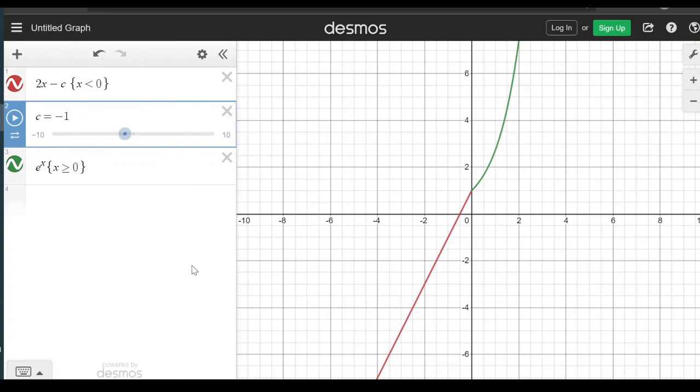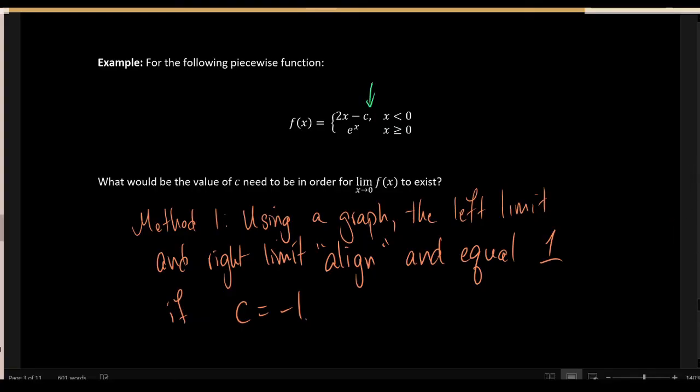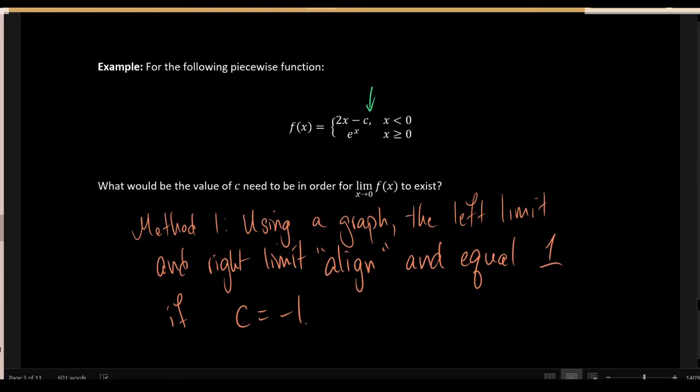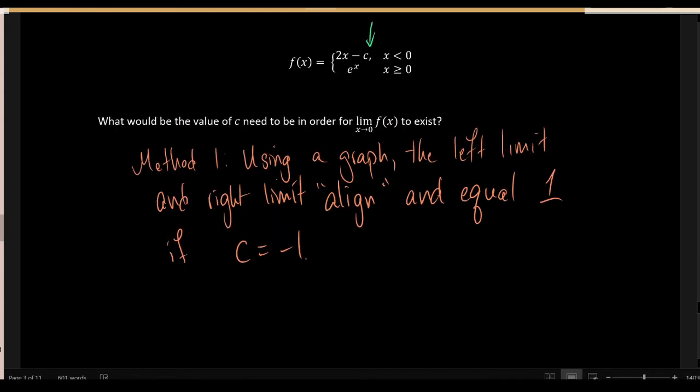So if I set c to exactly negative 1, and I take a close look at this graph, it does look like the left side and the right side are beginning to line up. If I approach 0 from the left along the red line, then I'm getting the exact same y value as if I approach 0 from the right side along the green curve. So if the left and the right limit both align and equal 1, then the two-sided limit would exist and would also equal 1.